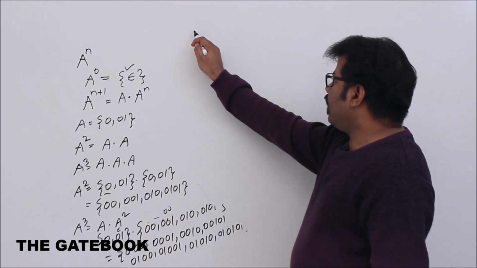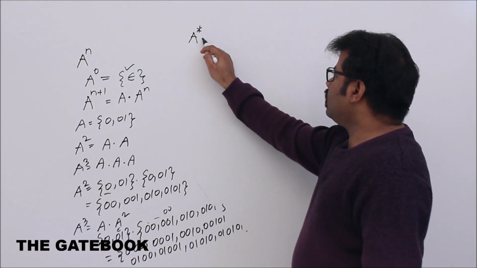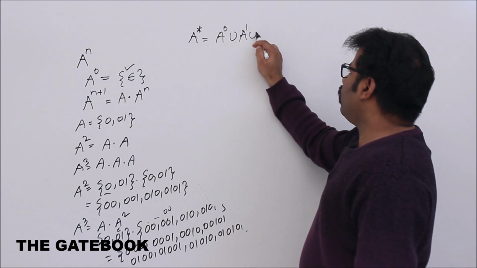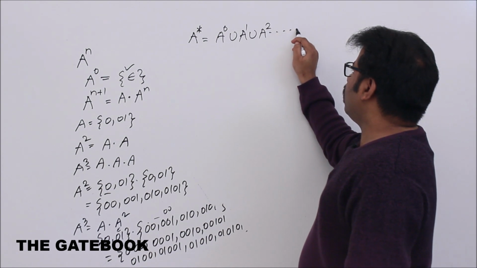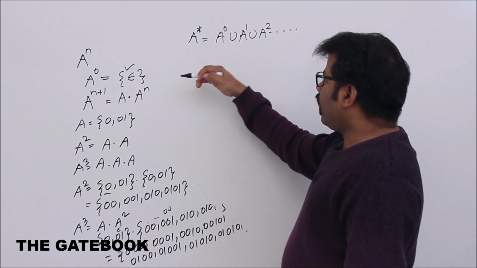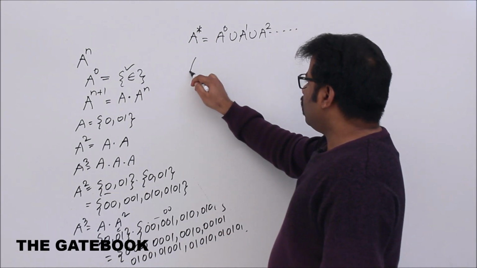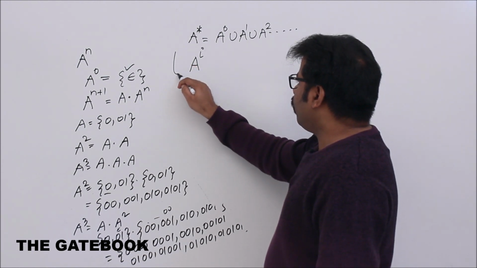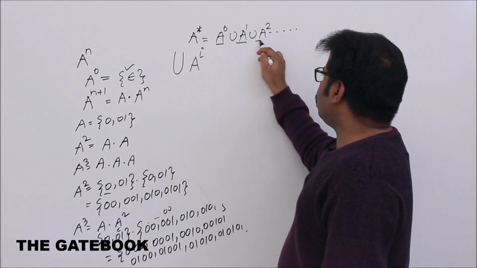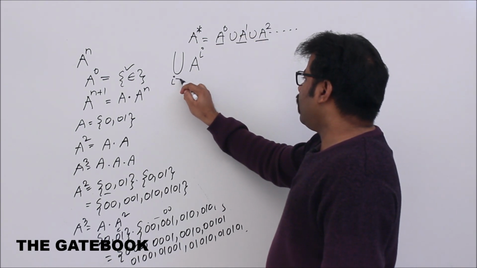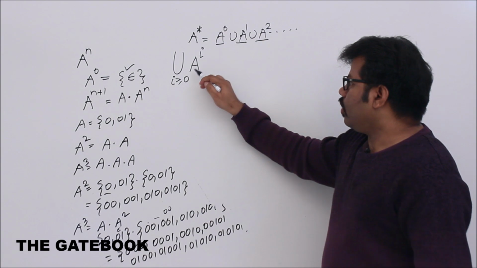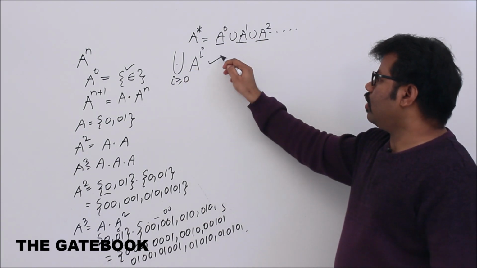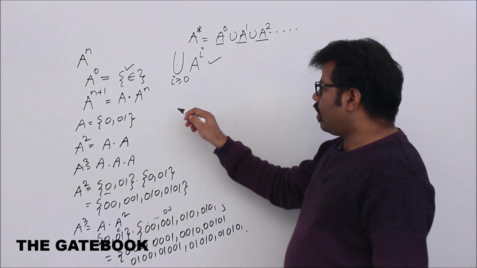So let me define A star. A star is defined as A to the power of 0 union A to the power of 1 union A to the power of 2, and so on. If you want to write a strict mathematical notation, it is the union of A to the power of i, where i is greater than or equal to 0. Now, A to the power of 0 union A to the power of 1 union, and so on. So this is another notation. Now we'll see one example.